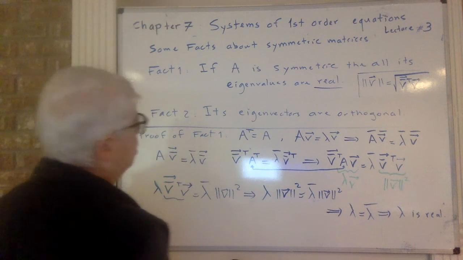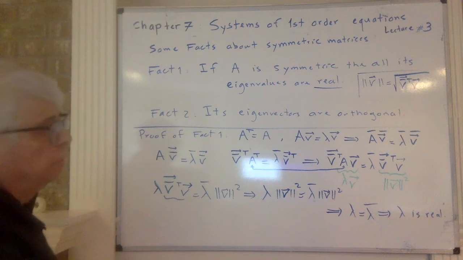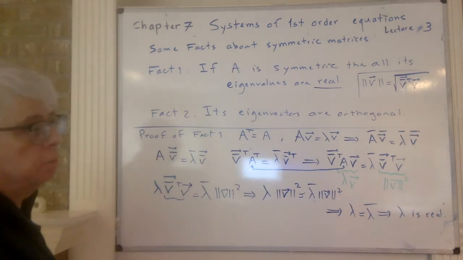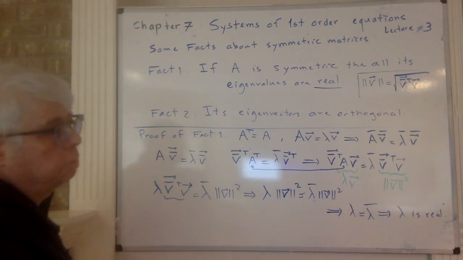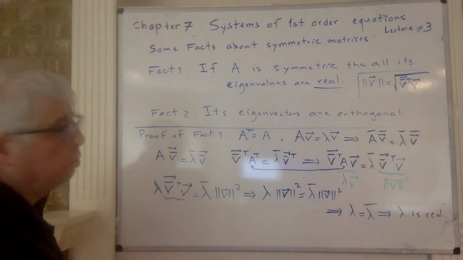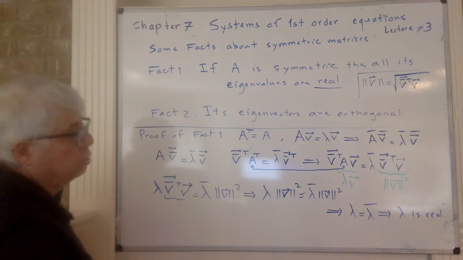Now fact 2 is, well, this also proves that eigenvectors are real. When you have real numbers and you solve for eigenvectors, you have real systems of equations, homogeneous systems with real coefficients. And everything is real, so when you solve it, you will get real numbers. So the eigenvectors are also real.